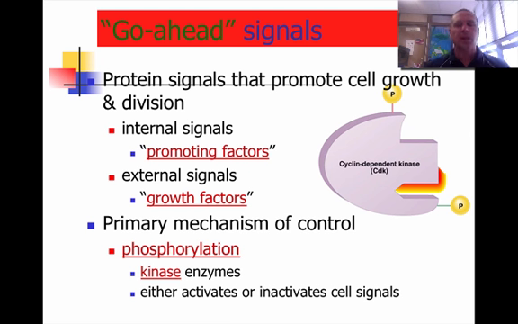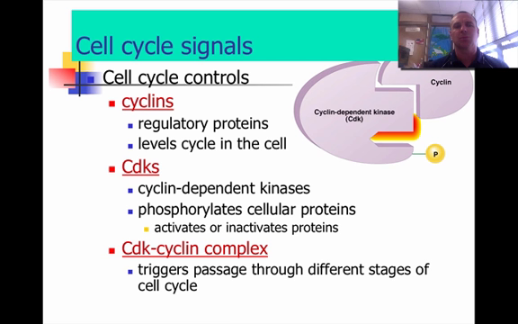Now, if it got the go-ahead signal, then you're going to get what are called promoting factors, which cause it to go on, or you're going to have growth factors, which stimulate it to continue to grow. Now, we don't fully understand this process yet, but we do know that the primary mechanism of controlling this is these CDKs, these cyclin-dependent kinases, which are involved in phosphorylation. They're kinase enzymes, and they either activate or inactivate the cell signal, either causing it to keep going or not. If you look here, the cell cycle signals are your cyclins, your CDKs, and your CDK-cyclin complex, which is represented on the upper right, showing how they hook together. And this basically either tells the process to keep going or tells it to stop.